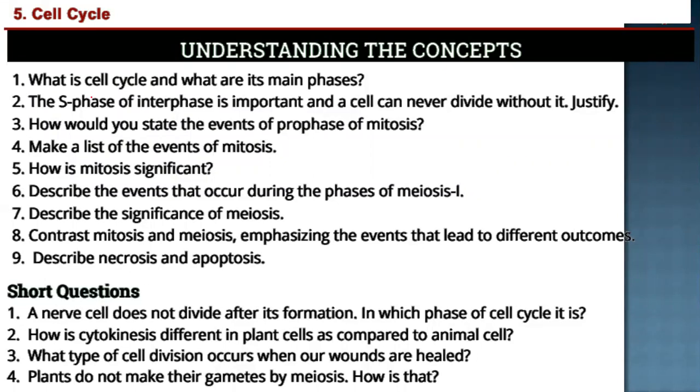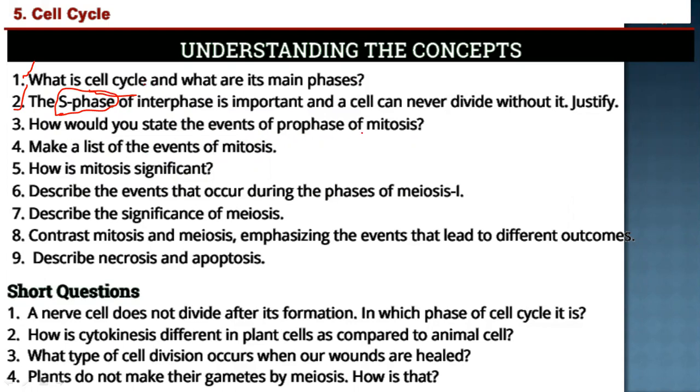If you see this exercise, what is the cell cycle, what are its main phases? That is about mitosis and interphase. The S phase of interphase is important and a cell can never divide without it. Why? We know that in it the chromatin material duplicates. That's why. So you have to write in detail. So, what is the cell cycle? What are its main phases? That is on the first page of this chapter.